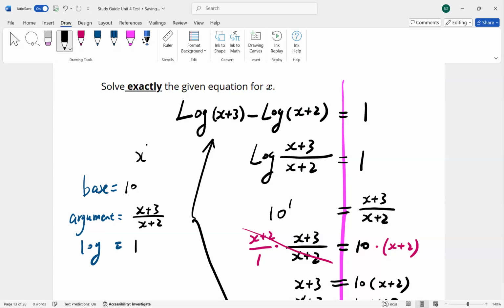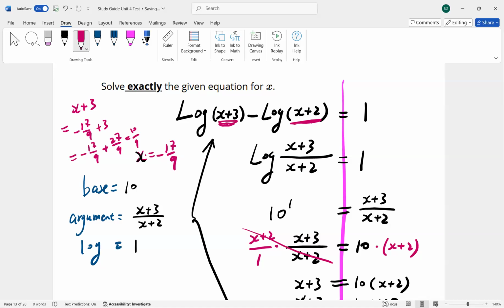X equals negative 17 over 9. Would that number make this argument negative? No. X plus 3, when x is negative 17 over 9, so plug in negative 17 over 9 plus 3. And 3 is 27 over 9. So we're going to have 10 over 9, which is positive. That's fine. And would the value of x make x plus 2, the second argument, negative?